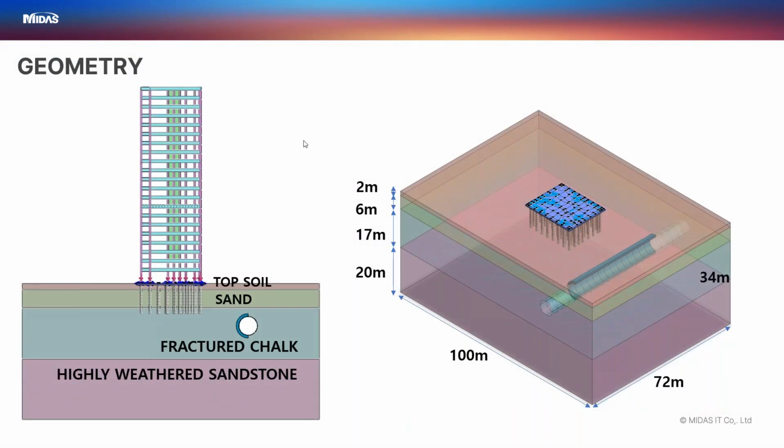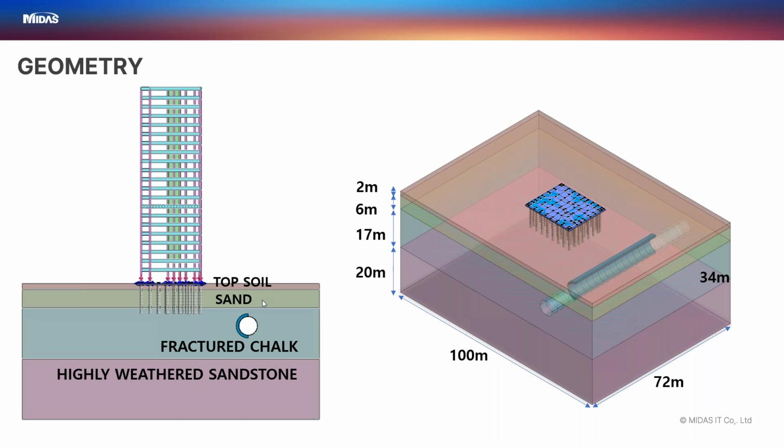So basically, this is how the model looks. The tower is around 22 stories high. The top layer being the topsoil, that is 2 meters. Topsoil is mostly sand mixed with alluvial.